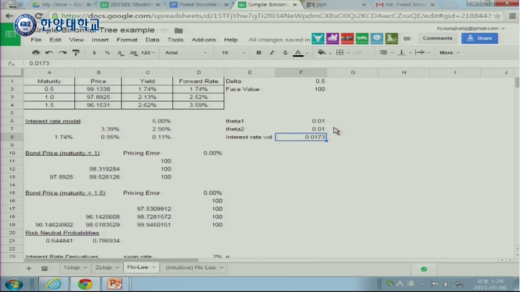Then we can generate the interest rate model like this. From this one, okay, this one is, wait, theta 1. Let me change the order.